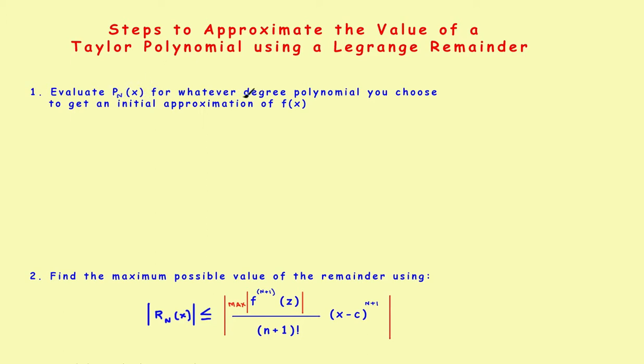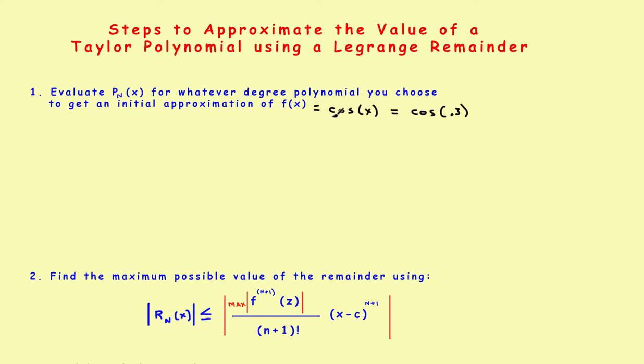So what the first step of the process says is you want to evaluate a Taylor polynomial for whatever degree you choose to get an initial approximation. So some things that we know here are this. We'll go ahead and write these down as we go. f of x in our problem is equal to the cosine of x. And specifically, we want to find the cosine of 0.3.